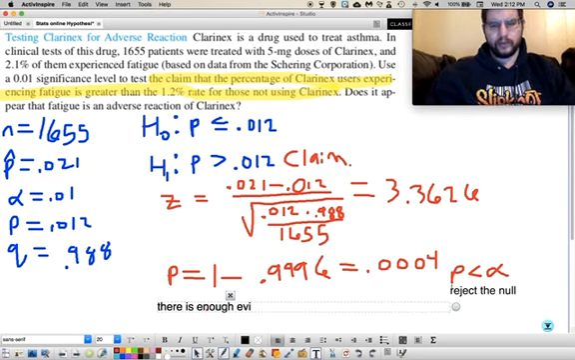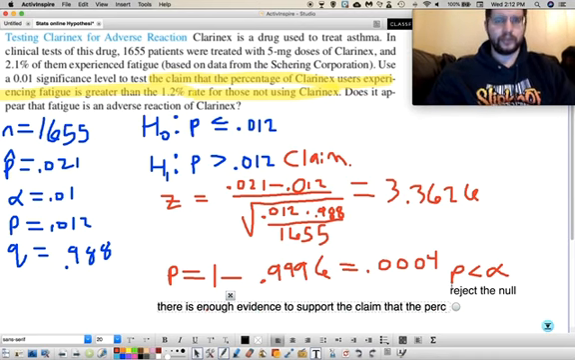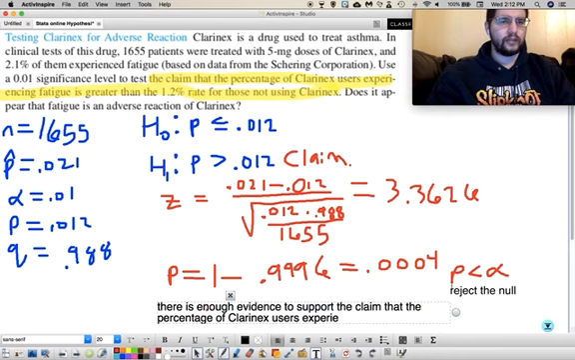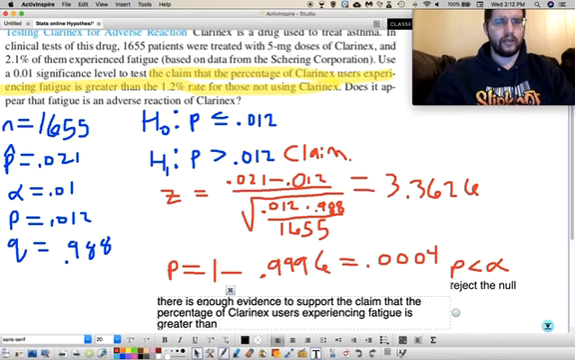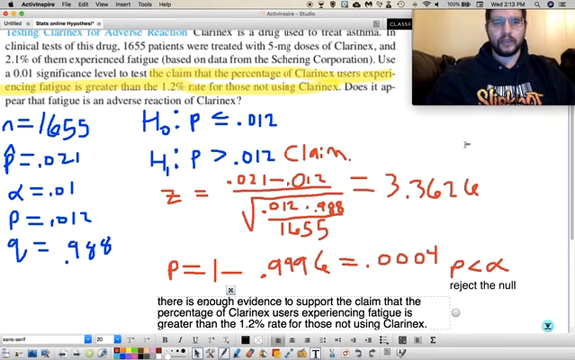There is enough evidence to support the claim that the percentage of Claire and X users experiencing fatigue is greater than the 1.2% rate for those not using Claire and X. Does it appear that fatigue is an adverse reaction to Claire and X? Well, that's what our hypothesis test told us. There's enough evidence to say that, yeah, it's called fatigue there.